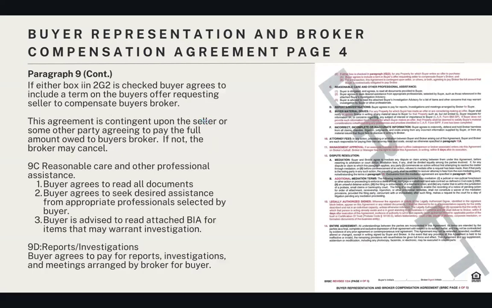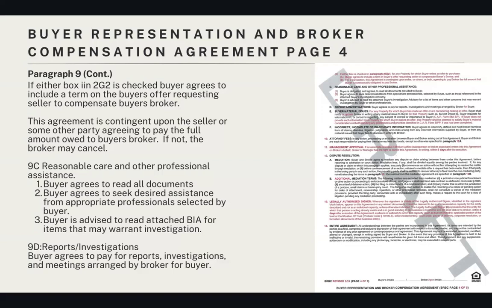Paragraph 9. So if either box 2G2 is checked, the buyer agrees to include a term in the buyer's offer requesting the seller to compensate the buyer's broker. This agreement is contingent upon the seller or some other party agreeing to pay in full the amount owed to the buyer's broker. If not, the broker may cancel.